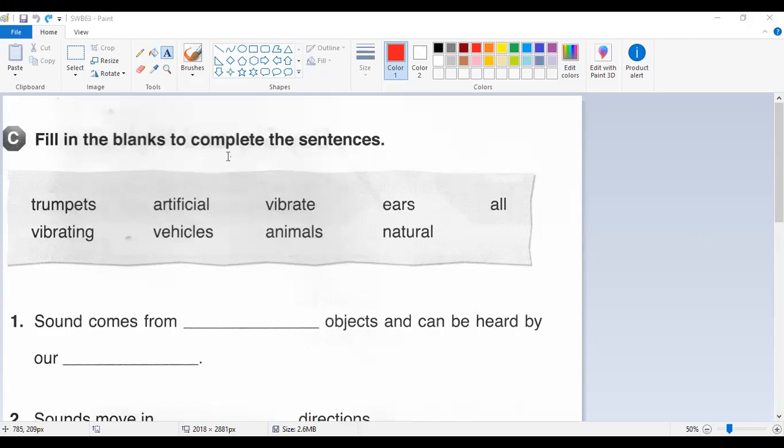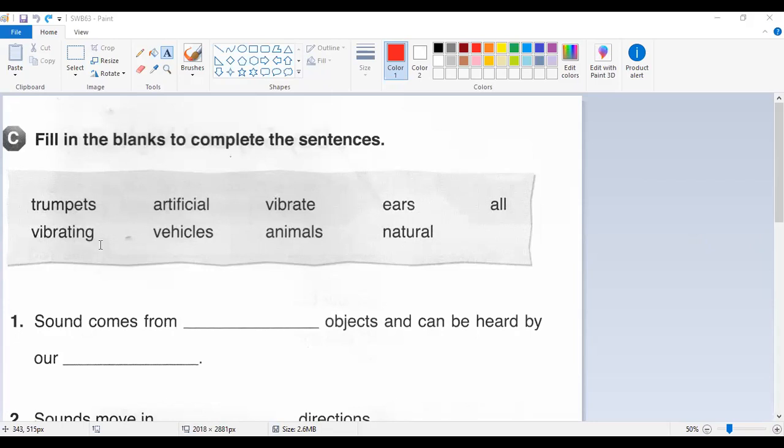Do complete sentences. Let's just go through our words. We've got trumpet. A trumpet, that's an instrument that we blow. Vibrate.